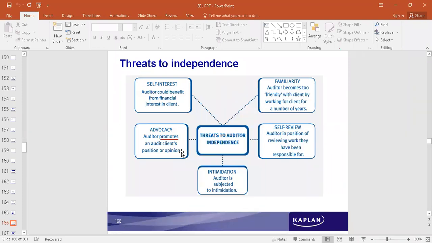Then we have familiarity, then we have self-review. Self-review is when the auditor is in a position of reviewing work they have been responsible for, so the work that is assigned to them.